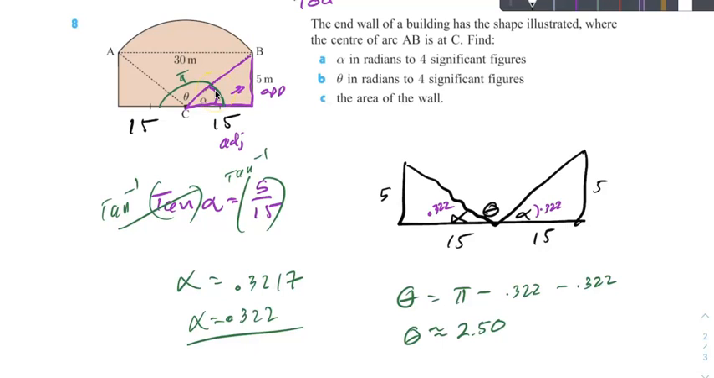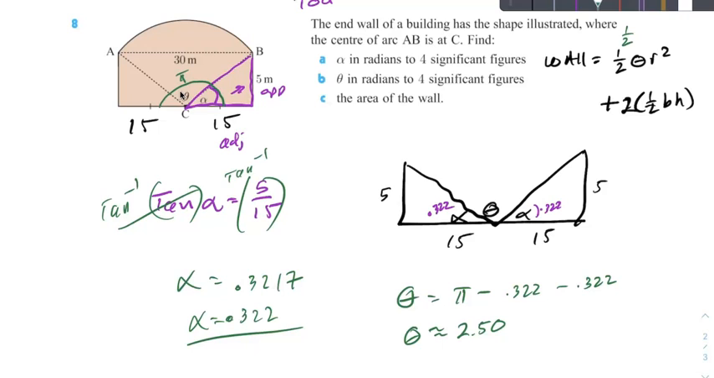So to find the area of the wall, we're going to do the area of the sector for this middle portion here, which is 1/2 theta r squared. Then we're going to add up the area of these two triangles. And the area of a triangle is 1/2 base times height, and there's two of them. So 2 times 1/2 base times height. So plug everything in. Let's see, it's 1/2.